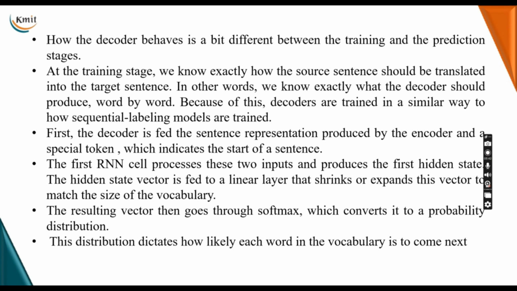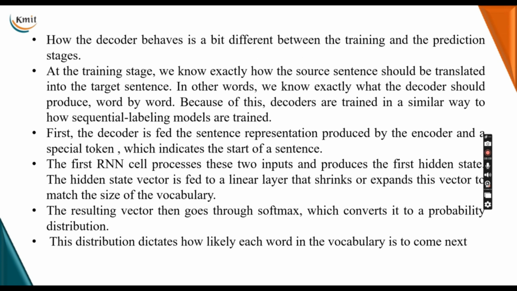So basically what we do is, firstly, the decoder is fed with the sentence representation which is coming from the encoder. Along with this sentence representation, a special token is also given which indicates the start of a sentence. Once the decoder receives this, the first RNN cell processes these two inputs and produces some hidden state. As I told you earlier, forget about the cell state.